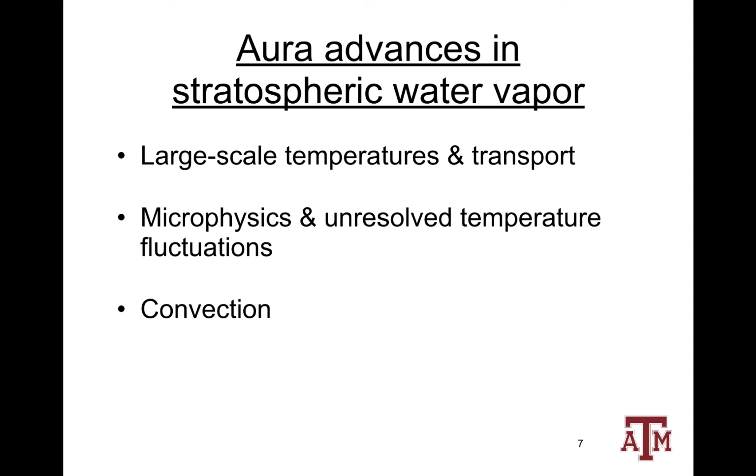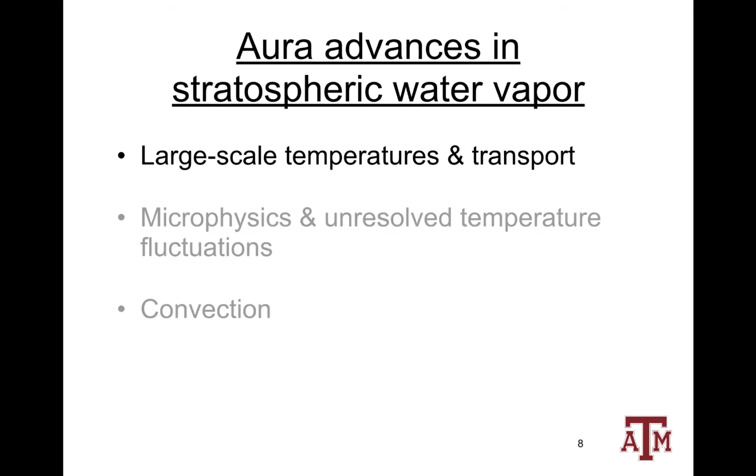So I'll cover that a little bit in a second. When I was preparing the talk, I was sort of segmenting Aura's advances into three different categories. First, large-scale temperatures and transport, and how that regulates water vapor; second, microphysics; and third, unresolved temperature fluctuations and convection. I'll talk about each in turn. So let's start off with large-scale temperatures and transport.